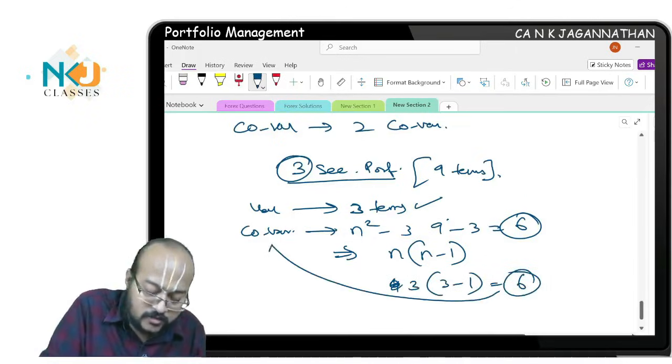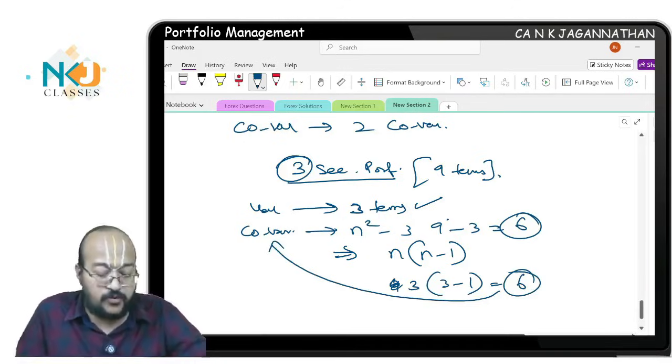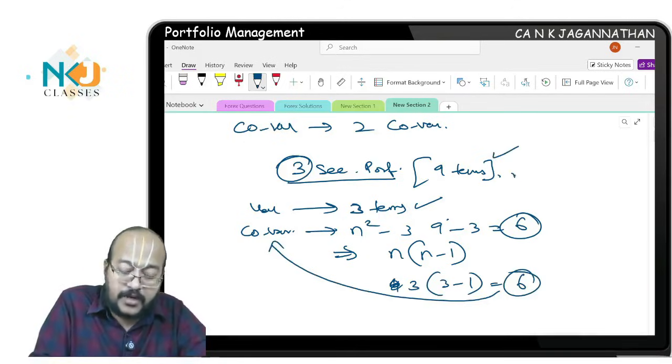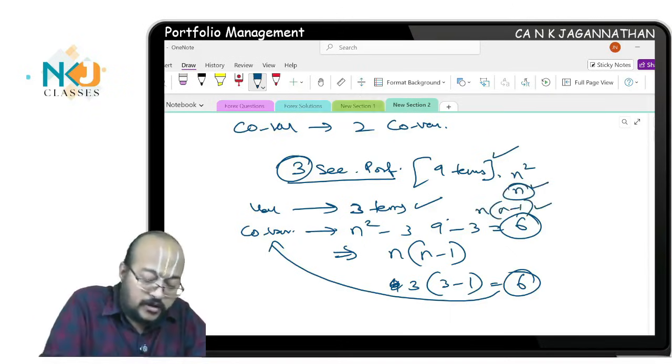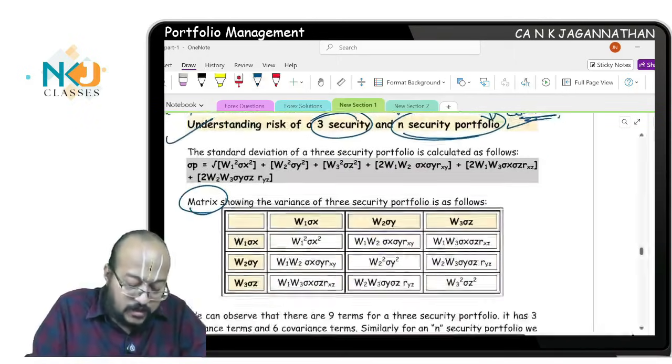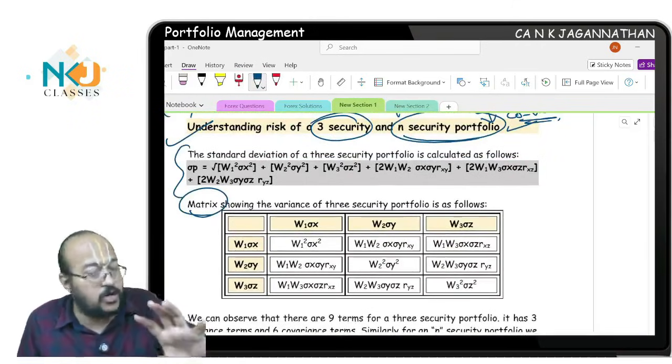These are the covariance terms. To put it simply, for n securities inside the portfolio, the total terms will be n square terms. Out of n square terms, n terms will be variance terms, and n into n minus 1 terms will be covariance terms. Are you all understanding?